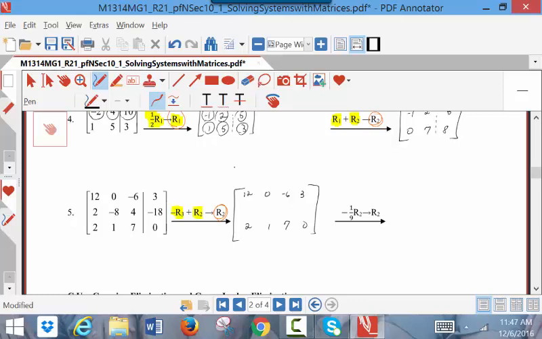Okay, so negative 1 times row 3. Negative 1 times row 3 makes a negative 2, a negative 1, a negative 7, and 0. Add those numbers, which I just wrote, to row 2. Negative 2 plus 2 is 0. Negative 1 plus negative 8 is negative 9. Negative 7 plus 4 is negative 3, and 0 plus a negative 18 is negative 18.